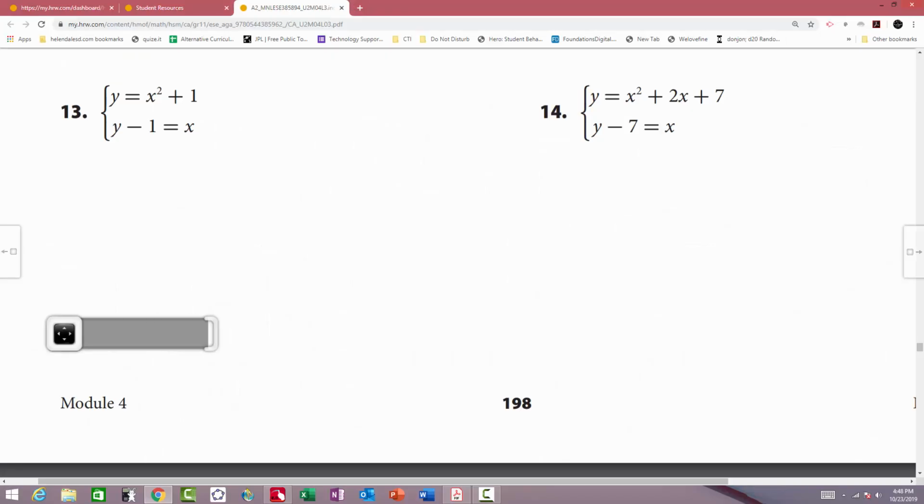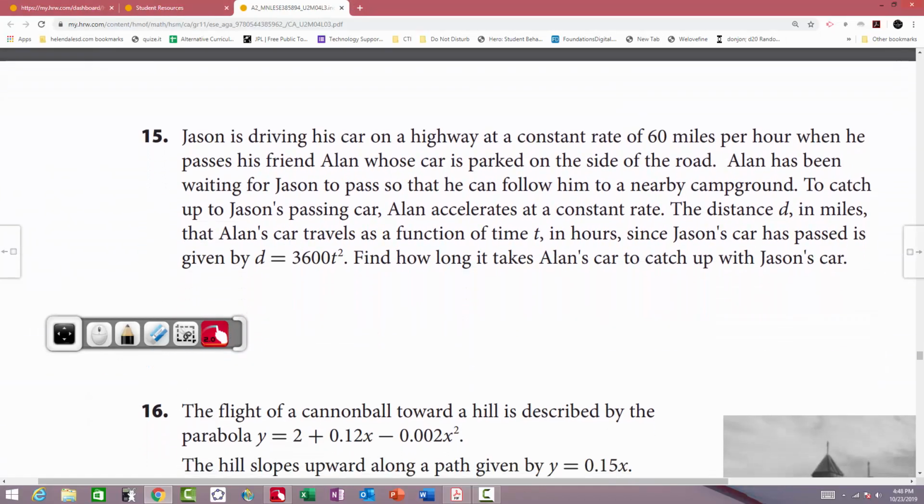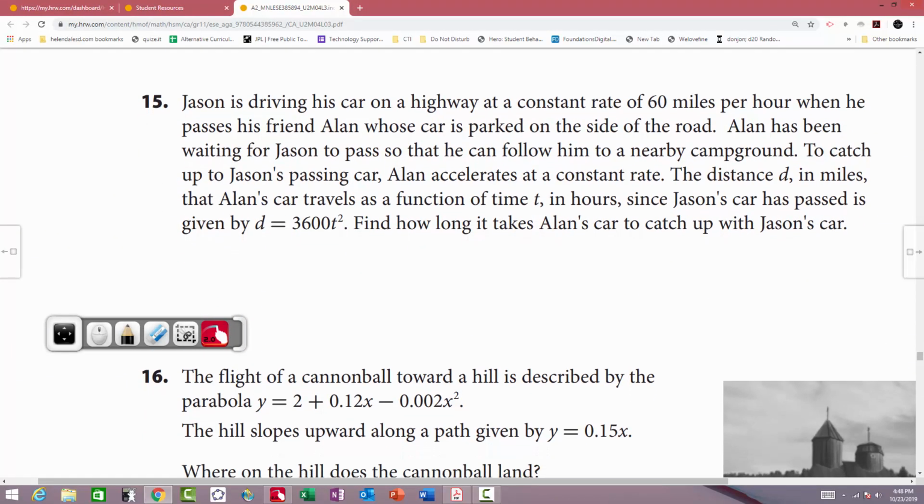But they do include that Algebra 1 concept that I talked about in class for number 9. Jason is driving his car on a highway at a constant rate of 60 miles per hour when he passes his friend Alan, whose car is parked on the side of the road. Alan's been waiting for Jason to pass so that he can follow him to a nearby campground. To catch up to Jason's passing car, Alan accelerates at a constant rate. The distance d in miles that Alan's car travels as a function of time since Jason's car passed is given by d equals 3,600 t squared.